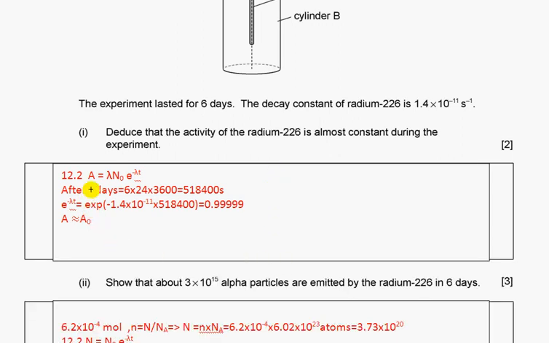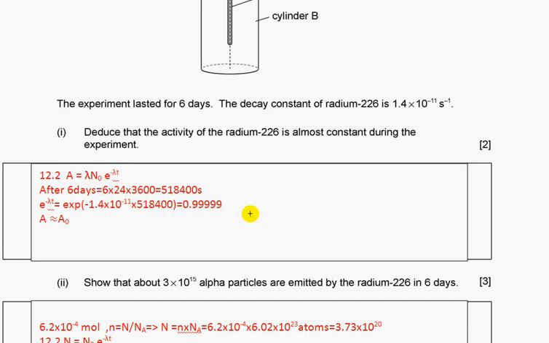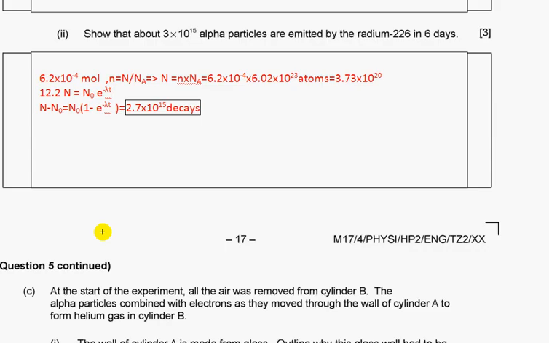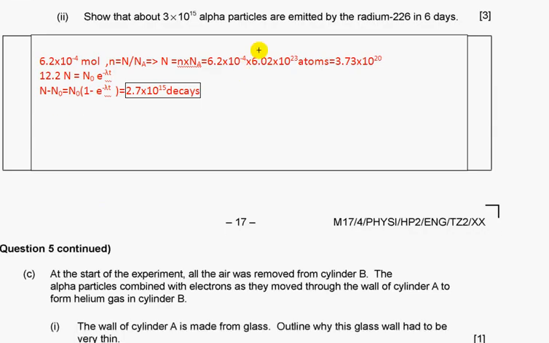So activity is given by this formula after some time t. After t days, this coefficient is almost 1. As a result, activity is the same as before, almost. This shows that so many alpha particles are still emitted by radium-226 in 6 days.